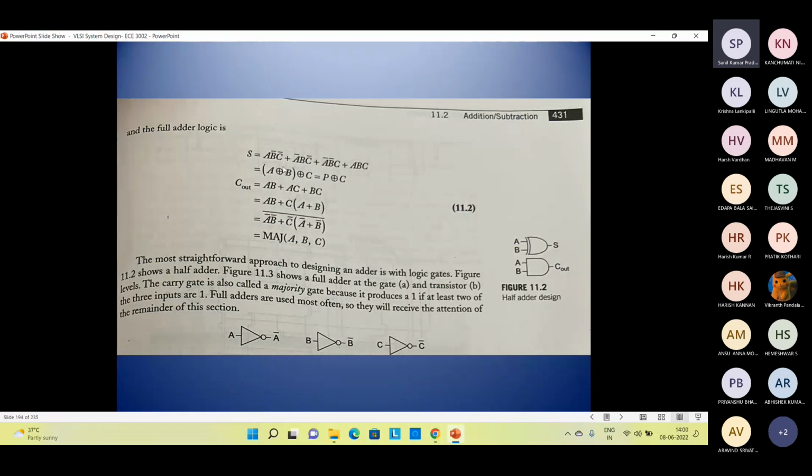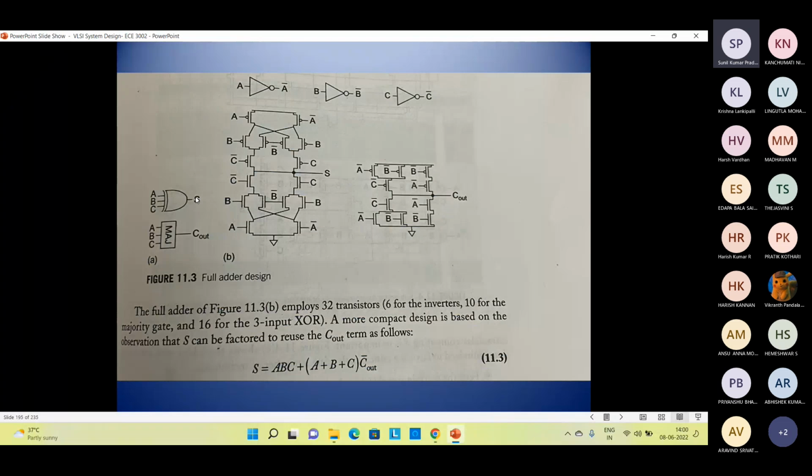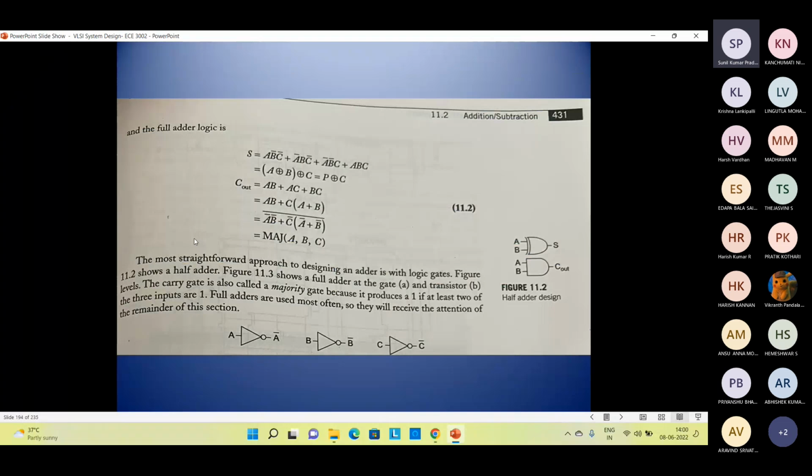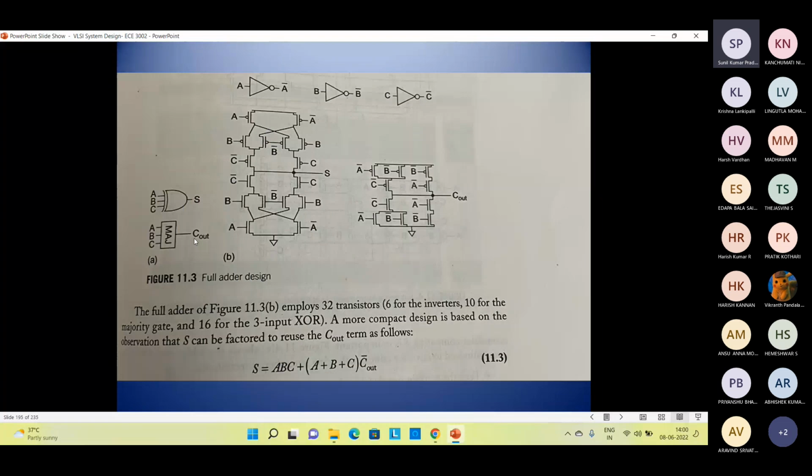So A XOR B is nothing but our XOR operation between two inputs, which we denote as P. So P XOR C. So this S is nothing but the XOR operation between A, B, and C. And carry out, as we defined, is a majority gate. So that is the majority gate between A, B, and C. So this is our carry out. Okay. So this way, the full adder symbol can be written.